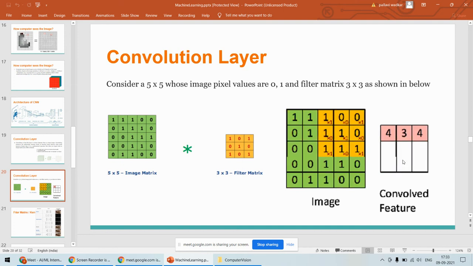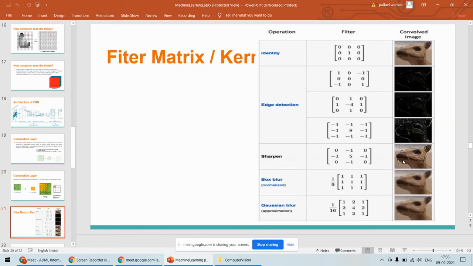Then there can be different kernel matrices or filter matrices. Here is the identity matrix. If it is applied on this image, we will get the original image back, so there will be no changes in the image if this filter is applied to the input image. If edge detection is applied, these are some edge detection filters where some terms are negative, and we will be getting results. So if this is the original image, after the edge detection filter, or after the convolution with this matrix, we'll be getting something like this one.